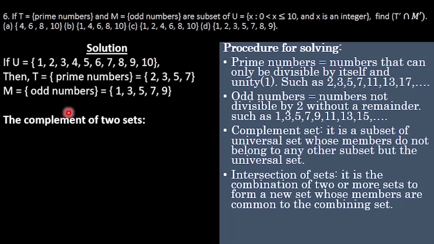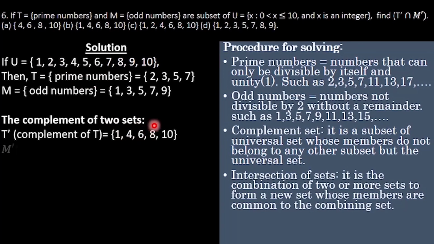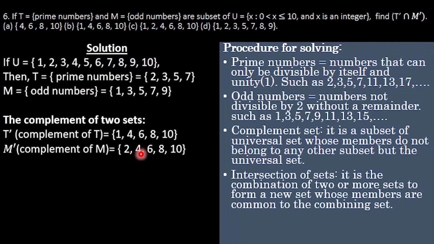Now let's check the complement of the two sets. The complement of T is equal to the numbers that exist in the universal set but do not exist in set T. Now what are the numbers that exist in the universal set but are not in set T? These are 1, 4, 6, 8 and 10. Now the complement of M, what are the numbers that exist in the universal set but are not in set M? These are 2, 4, 6, 8 and 10.